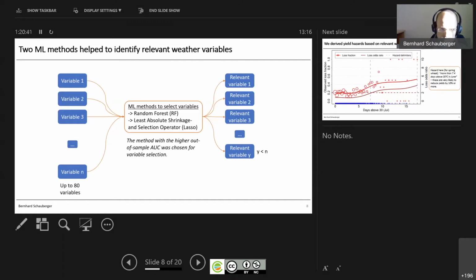for yield formation. And so we tried two different machine learning methods, random forest and lasso, which is a form of linear regression that has a component within, not just to produce a model, but also to select important variables. And for all the 11 crops, I ran both models, and then I chose the one with the higher AUC, so the area under the curve, which is comparable to an R square, but for binary outcomes, so loss or no loss. And so the machine learning methods were not inspected further, they just helped me to select important variables.